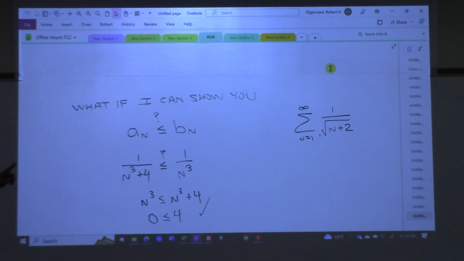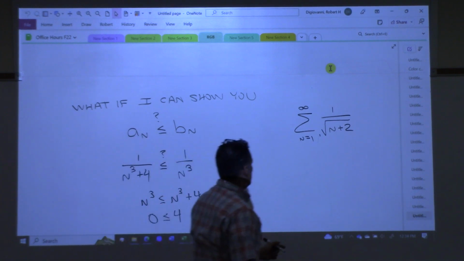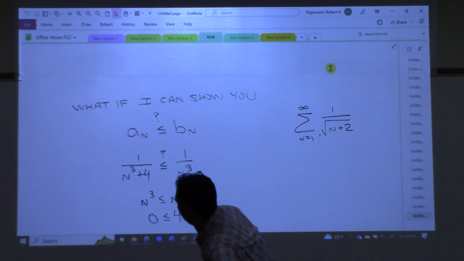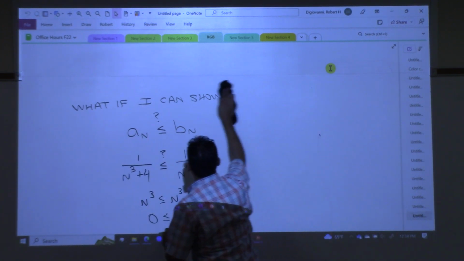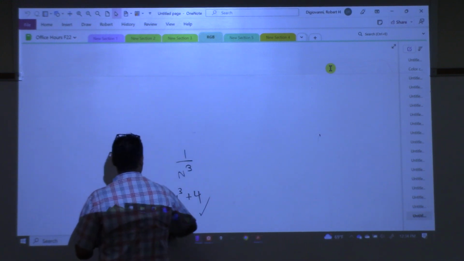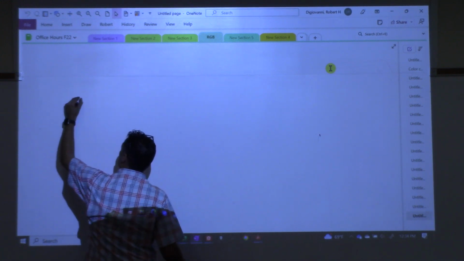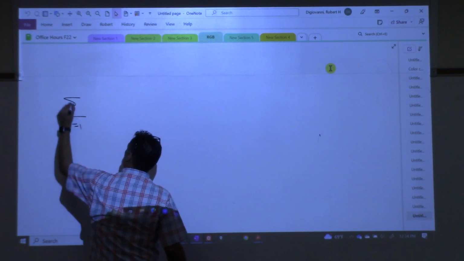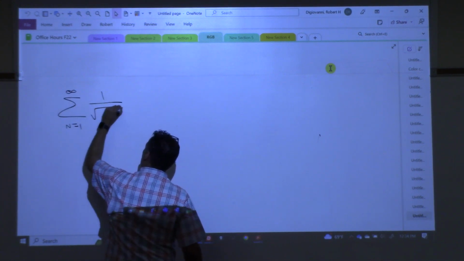Integral test? Could we do the integral test? Yeah, probably. I don't feel like doing that though, right? I'd rather do a test that's going to go faster. So what I'm going to do is compare it. I only have a few more minutes. So we're trying to find this: sum n equals 1 to infinity of 1 over square root of n plus 2.